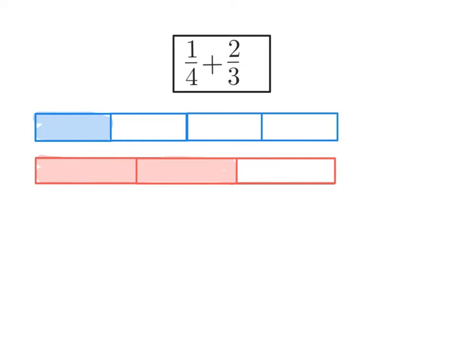Okay, so what we're going to do is find a common denominator. So we're going to find equivalent fractions to these two fractions here with a common denominator so that we can compare them and add them together. So I need to find out my common denominator first.